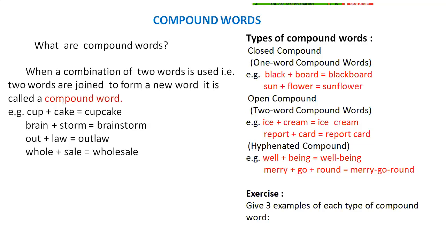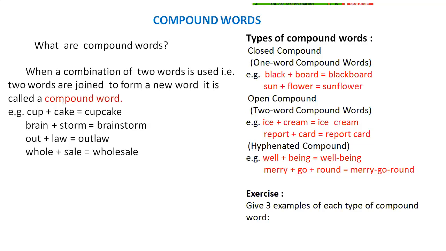You have different types of compound words. The first one is a closed compound. That is, it is a one word compound word. For example, when you take the word black and you take the other word board and you join them together, you get a new word, blackboard. If you observe this new word, blackboard, it is written as one complete word, which is not separated.